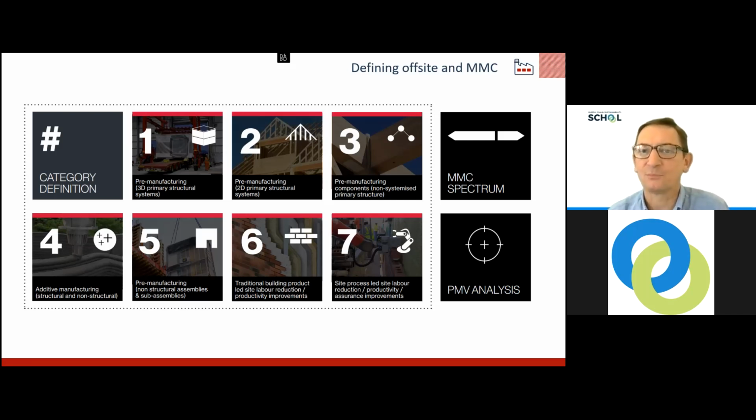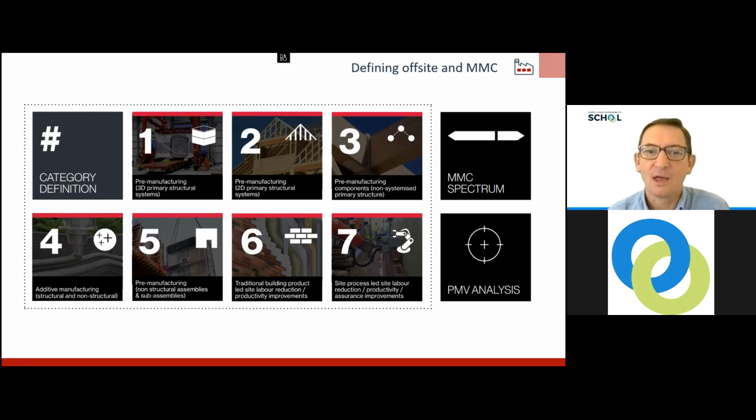And then we move on to pre-manufactured components at level 3. And then after that, we're on to additive manufacturing. Clearly, we don't see much of that at the moment. What do I mean by additive manufacturing? Well, concrete printing, for example. It is happening around the world, very rare, but increasingly will be happening over the next 5 to 10 years.